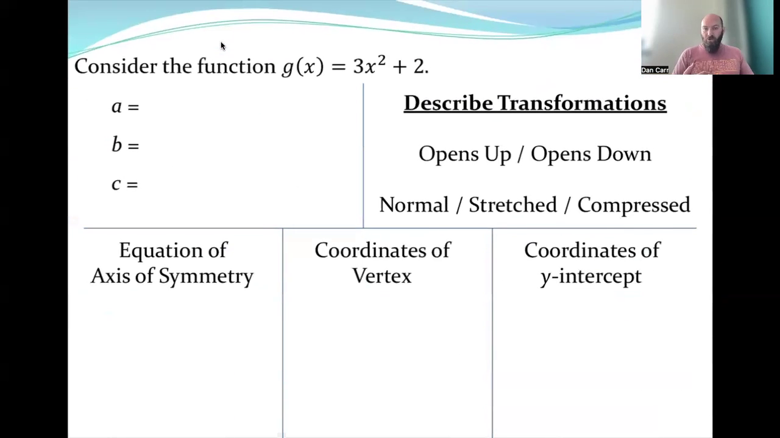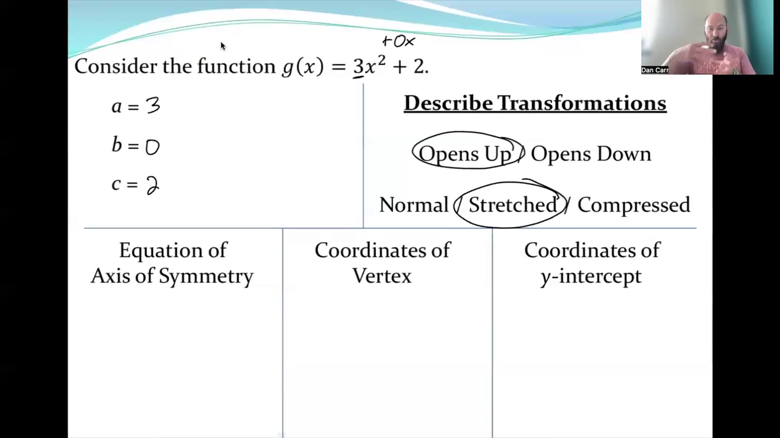So let's take a look how that might look here. First thing is let's identify all of our values. a is a 3. b, notice how there's no x term in the middle. So technically I could call it like plus 0x, meaning b is going to equal 0 here. And then c is equal to 2. Because this is a positive number, it opens up. And because it's a 3 that's greater than 1, this is going to be a stretched version. So it's going to pull it this way like that.